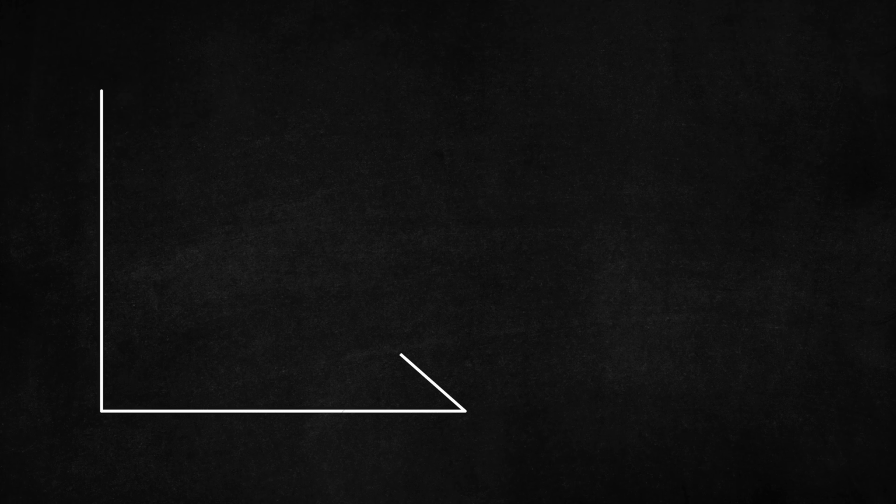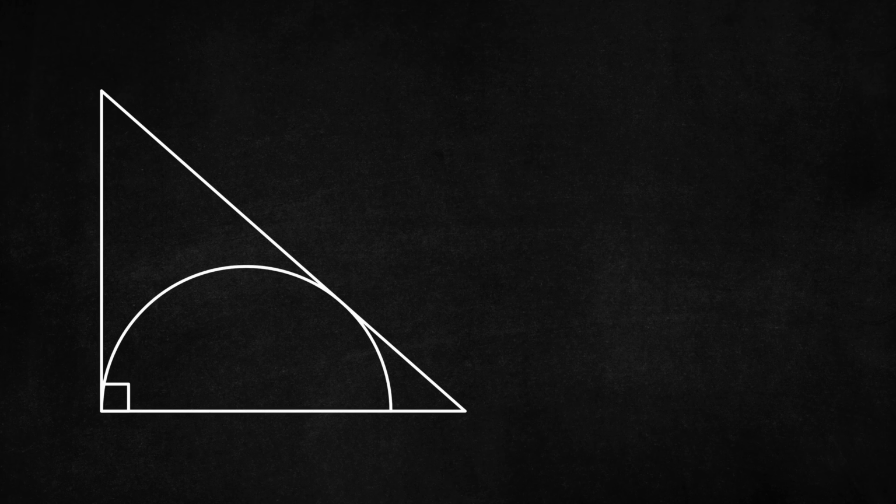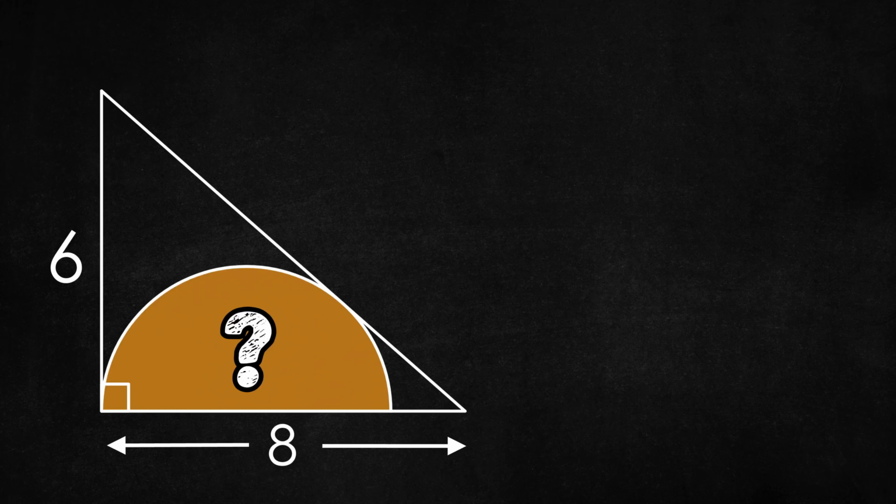I'm going to start this video by drawing a right triangle, and then I'm going to draw an inscribed semicircle. This semicircle has a diameter that coincides with the base of the triangle, and it is tangent to the hypotenuse at this point. If the legs of the right triangle are 6 units and 8 units long, then what is the area of the semicircle?